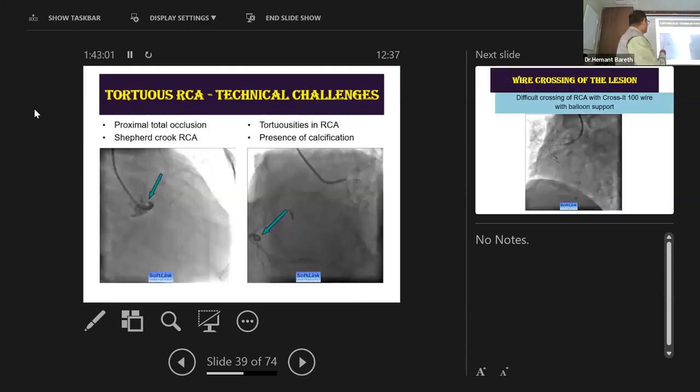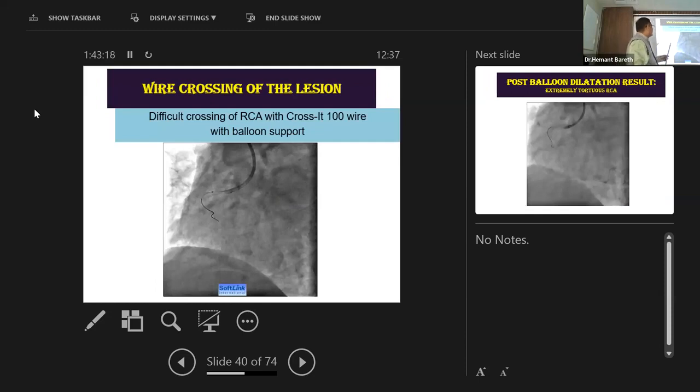Another case, a tortuous RCA. Just wanted to show you, it's a shepherd's crook RCA. There was a proximal total occlusion, and there was tortuosity in the RCA. You can see this tortuosity. So this is the point that I wanted to make, that there is a tortuous RCA.